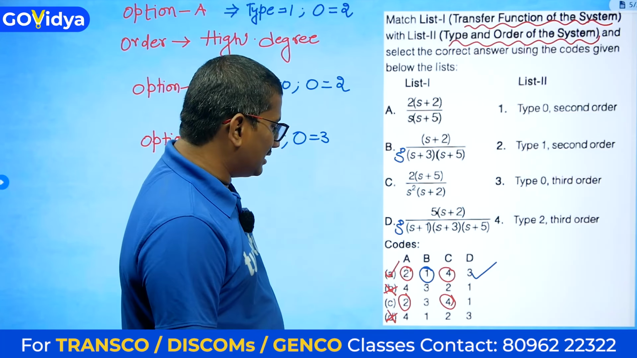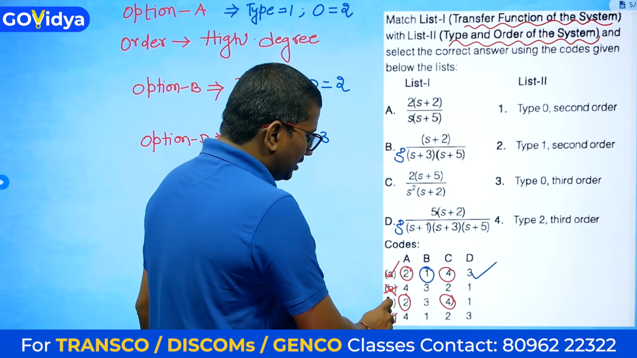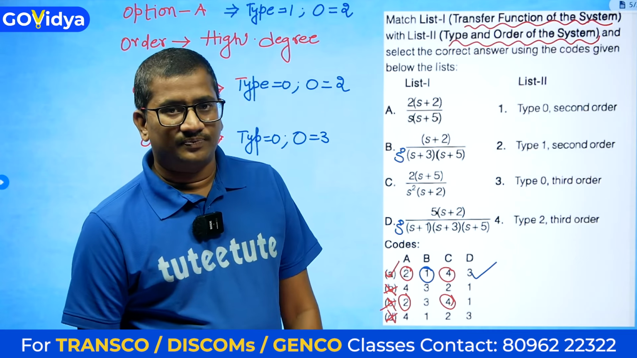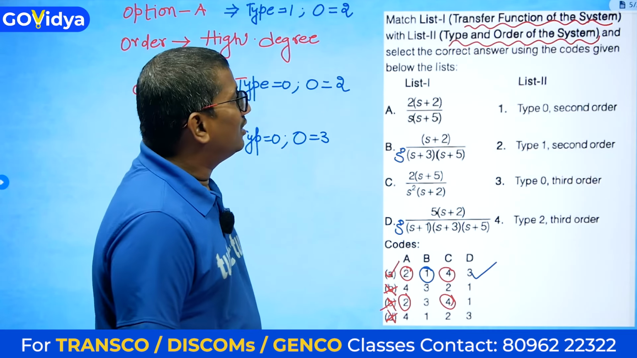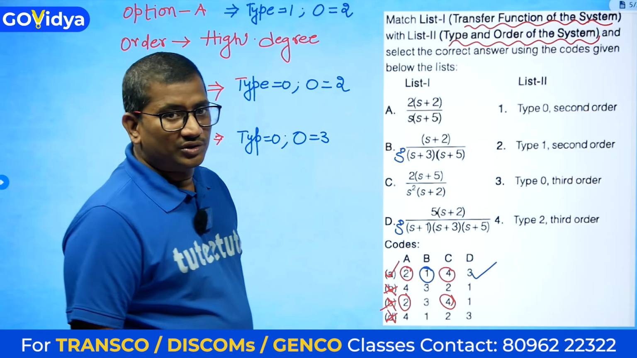So therefore which is the correct answer? This is the correct answer. Remaining 3 are the wrong answers. I hope clear with this question. Now let us see one more question.